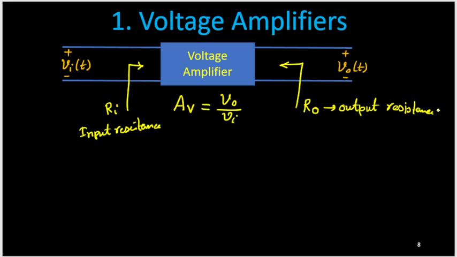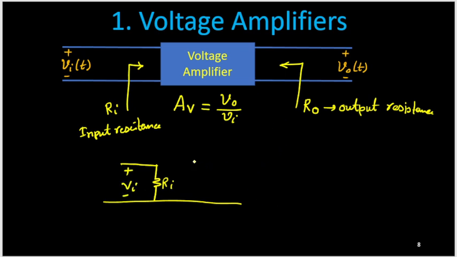Now how to get the model for this amplifier. As the input side is voltage, first I will draw the input resistance. This is the input resistance, that I will call Ri, and the input voltage, this side voltage, we will consider as Vi.